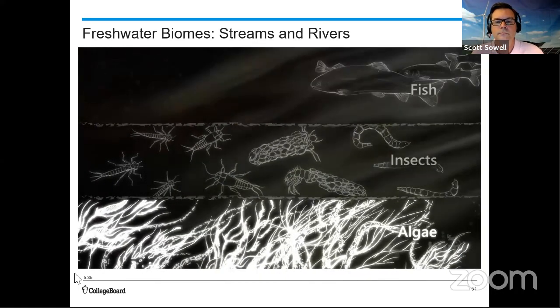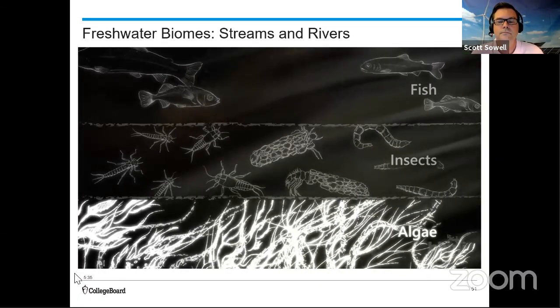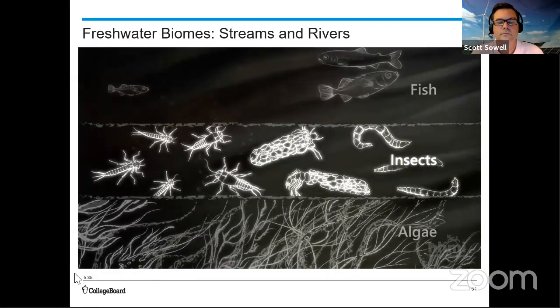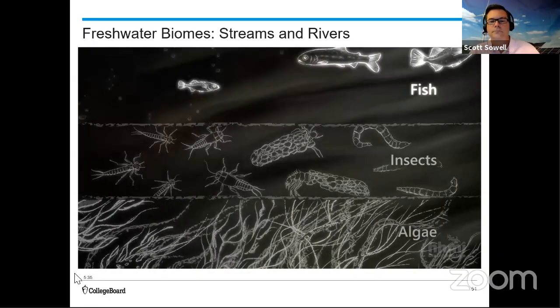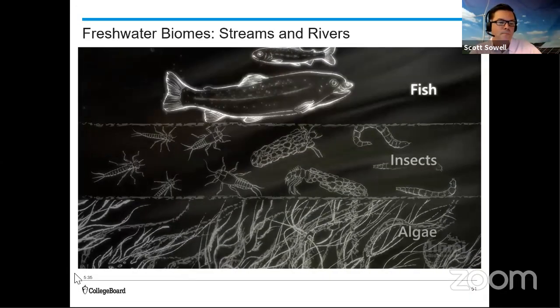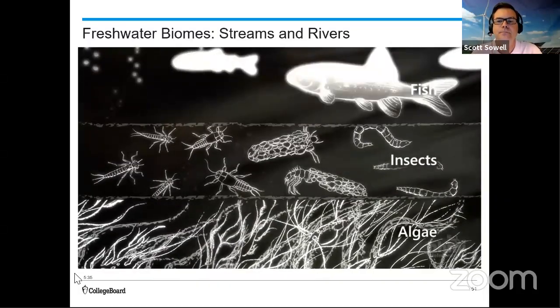The amount of algae and the type of algae both determine the health and diversity of the insects that eat it, and in turn, they determine the food supply for the fish that eat them. And then there are bigger fish that feed on the little fish. So all of this energy is flowing up the food web.